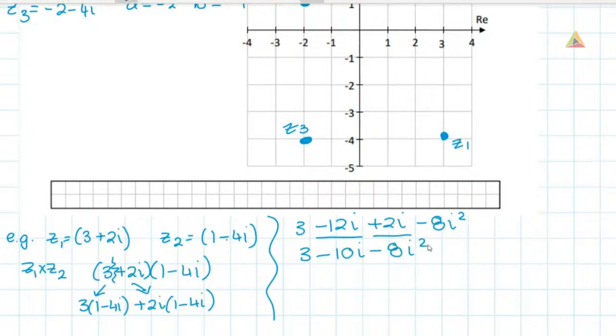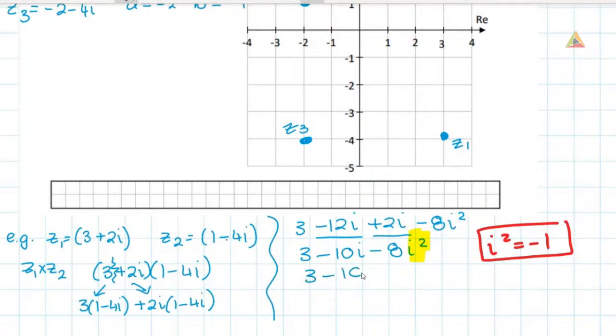But this doesn't look like a complex number. When I multiply two complex numbers, I should get another complex number in the form of a plus bi. So what we have to do here again is look at this i squared and replace it with minus 1. We're going to remind ourselves that i squared is equal to minus 1, so everywhere we have an i squared, we're going to replace it with minus 1. So I'll say 3 minus 10i minus 8 times minus 1 gives me 3 minus 10i plus 8.